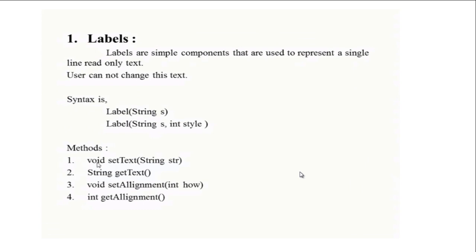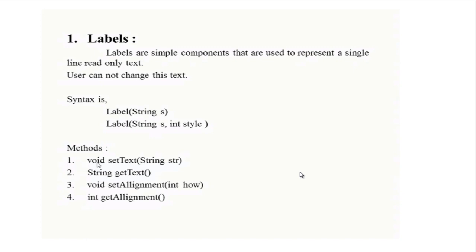First is label. So labels are simple components that are used to represent a single line read only text. So user cannot change this text. The syntax of constructor of the label is Label(String s). Means we can create the label using this constructor Label(String s). So the string s is the name of label.